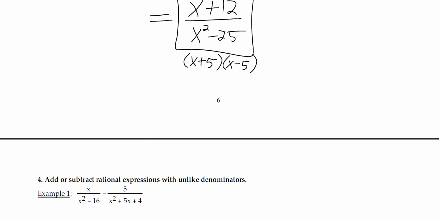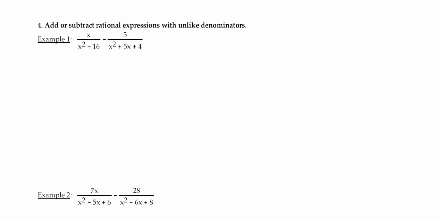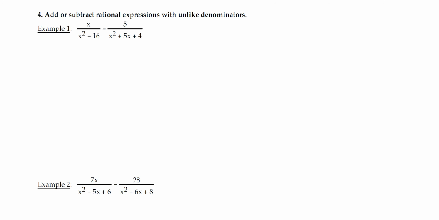All right, next objective. Add or subtract rational expressions with unlike denominators. Now this is where we have to get to a common denominator so that we can then add it like the previous problems easily. So let's start with factoring.